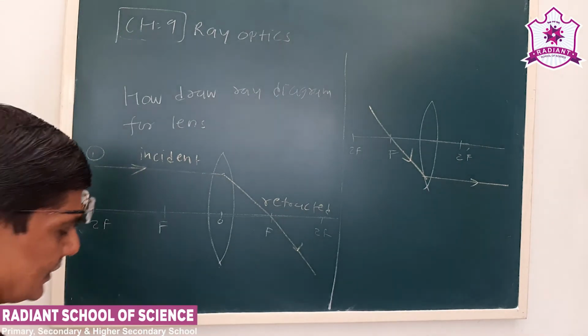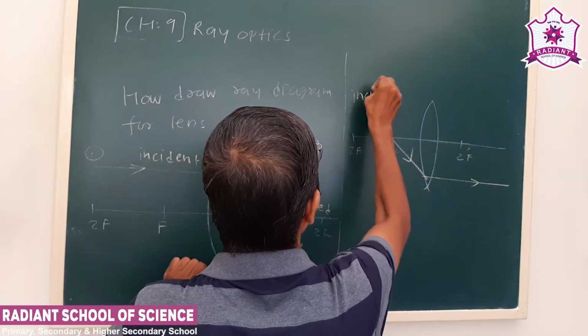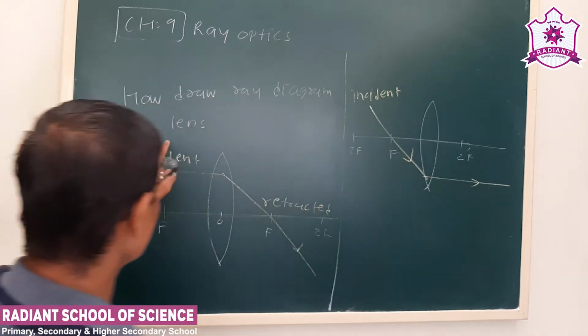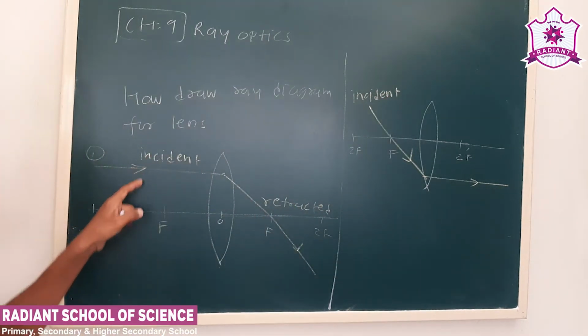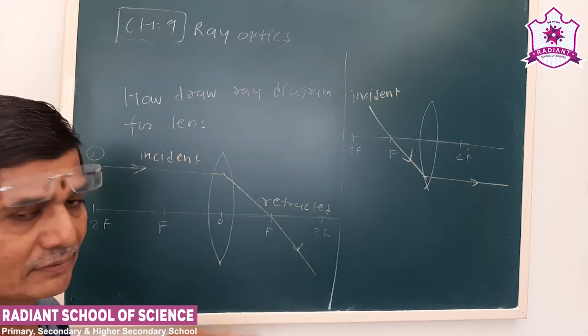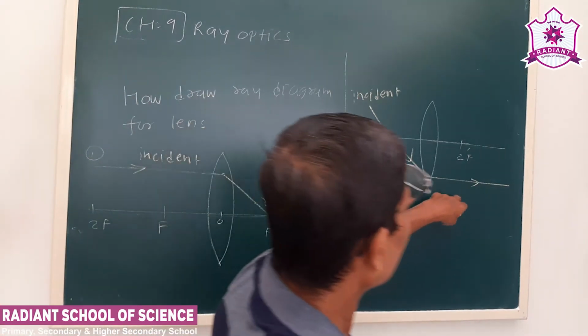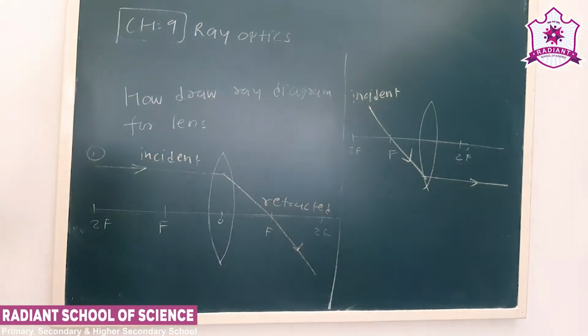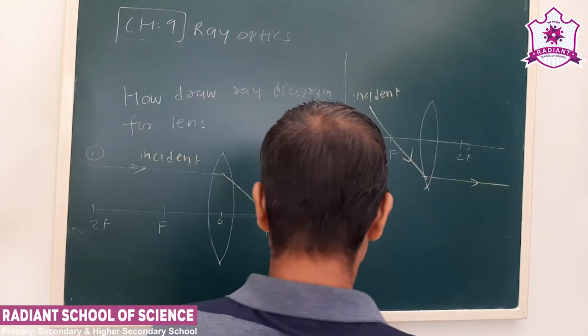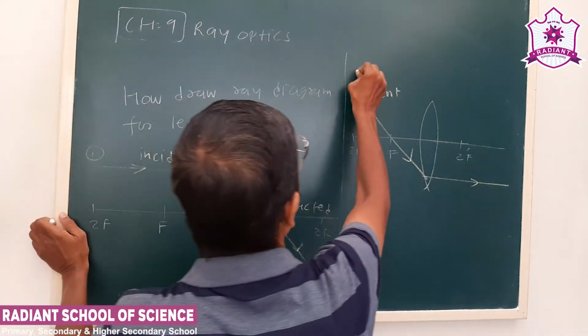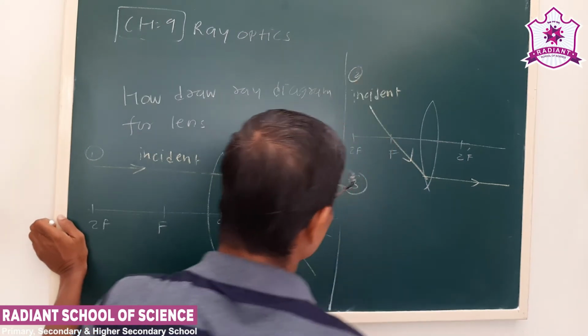First, the incident ray here is parallel to the principal axis, and after refraction it will pass through F. And secondly, the incident ray passes through F, and after refraction it will become parallel to the principal axis. This is the first condition we have seen, and now the second and third.